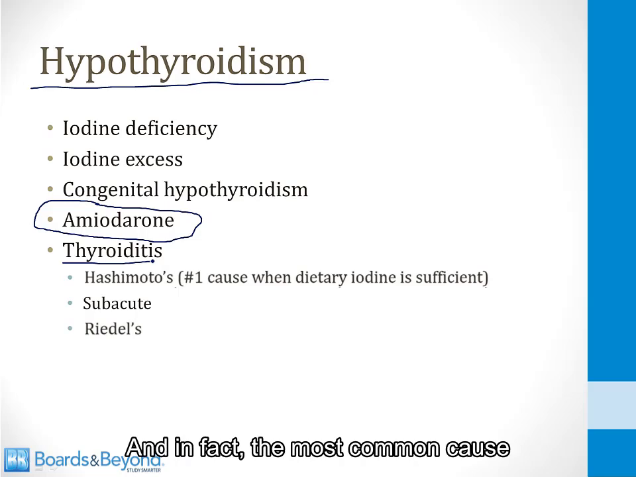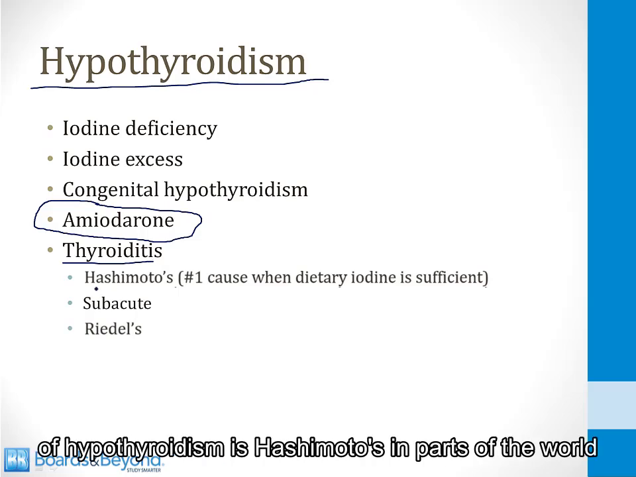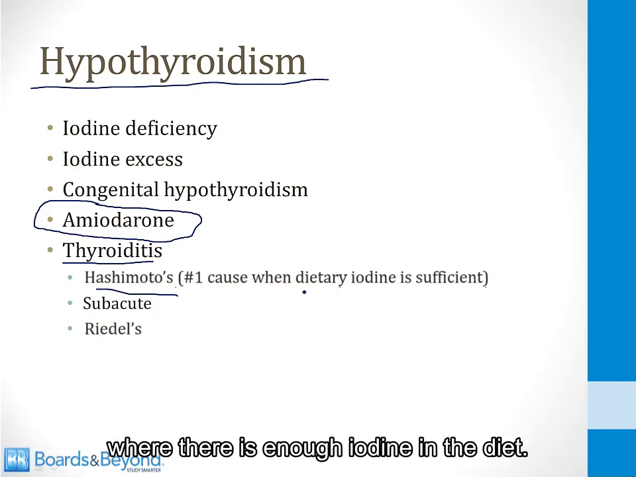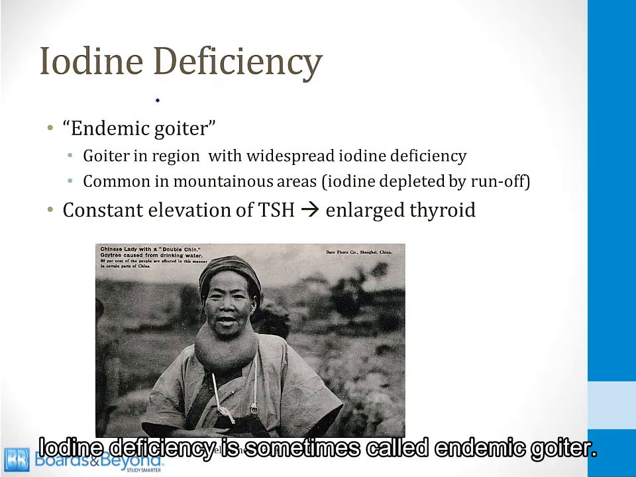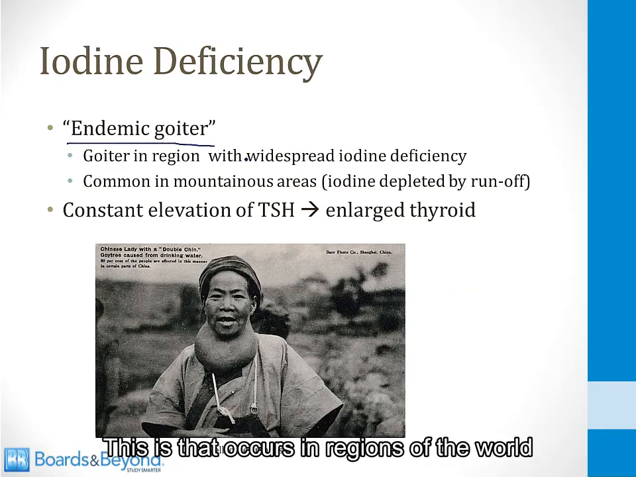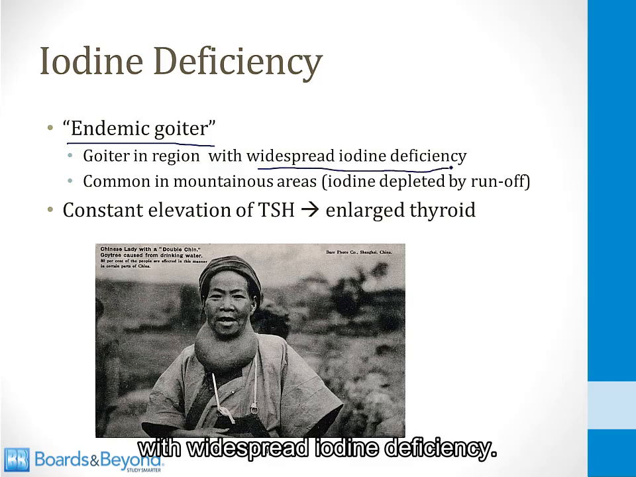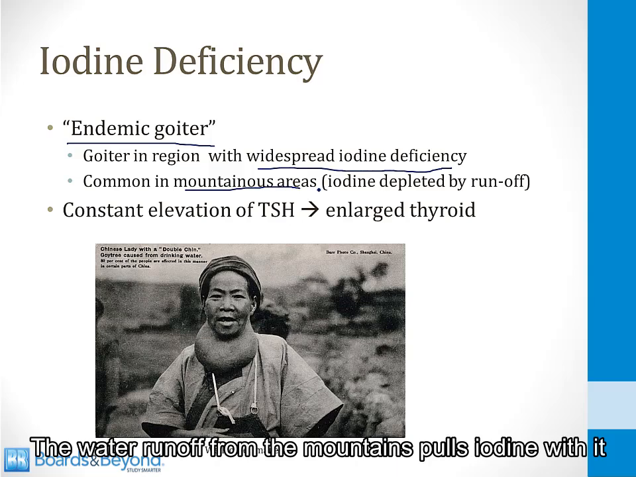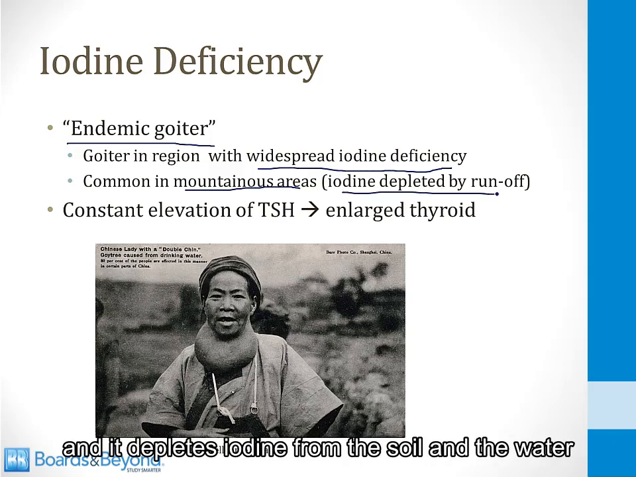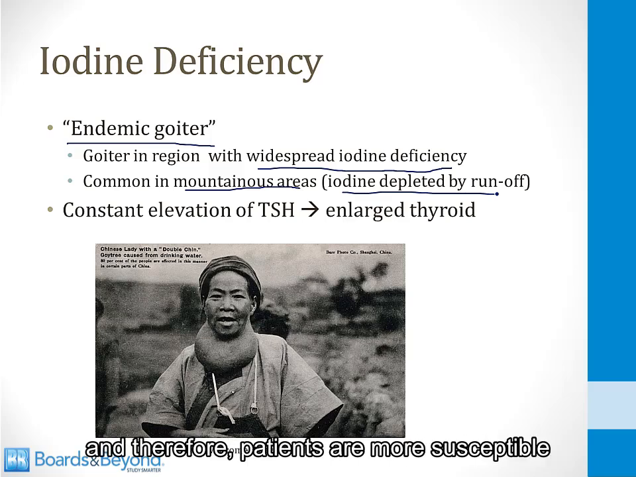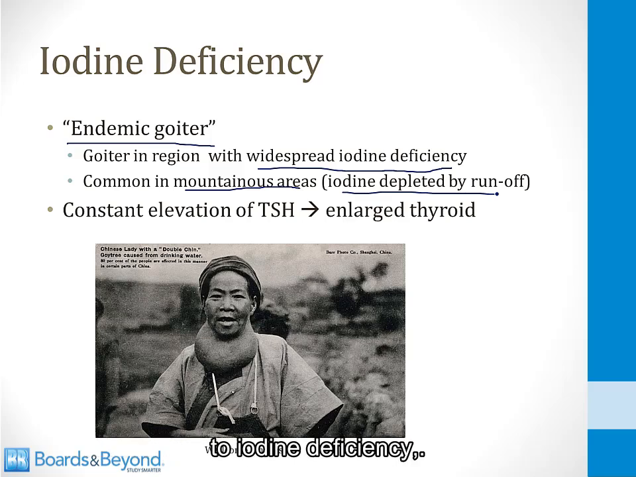And in fact, the most common cause of hypothyroidism is Hashimoto's in parts of the world where there's enough iodine in the diet. Iodine deficiency is sometimes called endemic goiter. This is goiter that occurs in regions of the world with widespread iodine deficiency. It's common in mountainous areas. The water runoff from the mountains pulls iodine with it, and it depletes iodine from the soil and the water, and therefore patients are more susceptible to iodine deficiency.